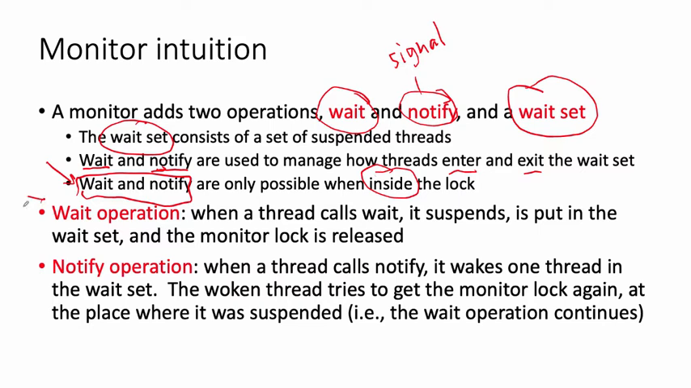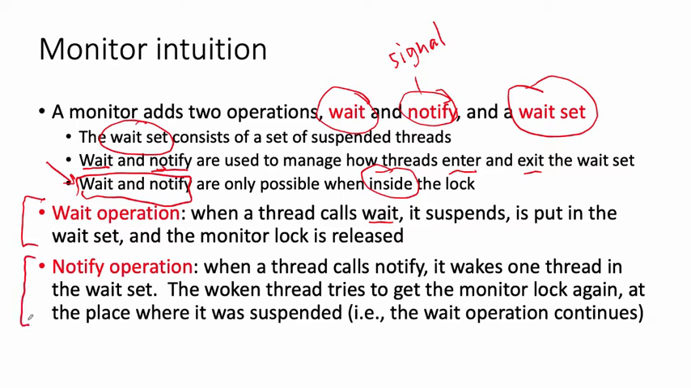Okay? So the wait operation, when a thread calls wait, it is put in the wait set. So the wait is very simple. You call wait and you are put in the wait set. And you release the lock. The wait is done inside. You release the lock, you're in the wait set, and so some other thread can maybe come in and do things.